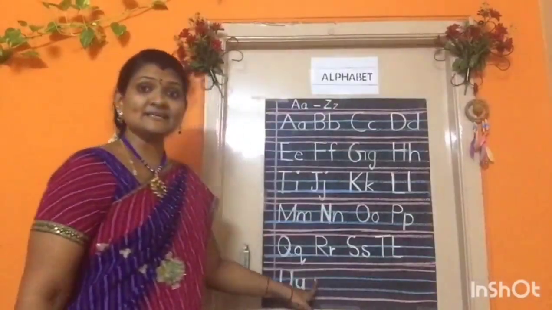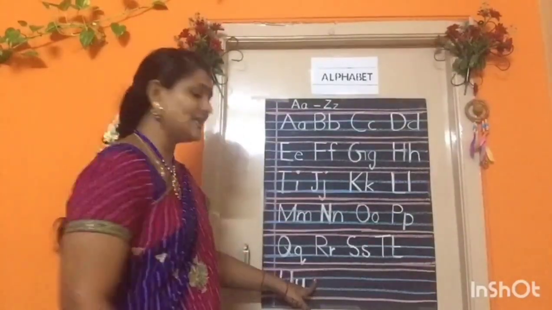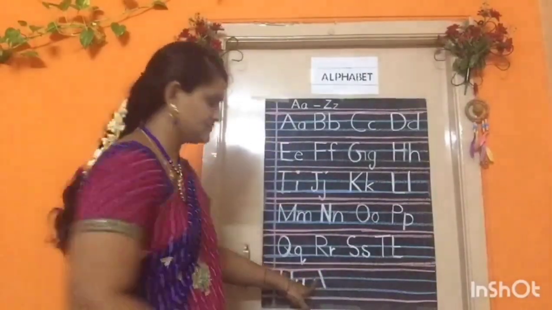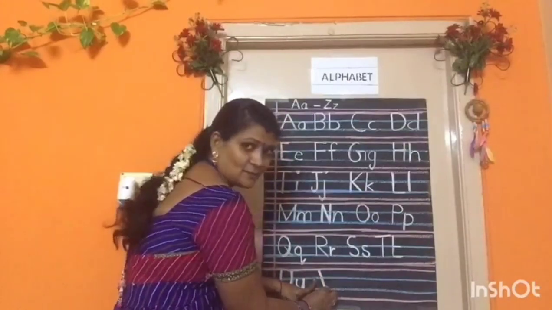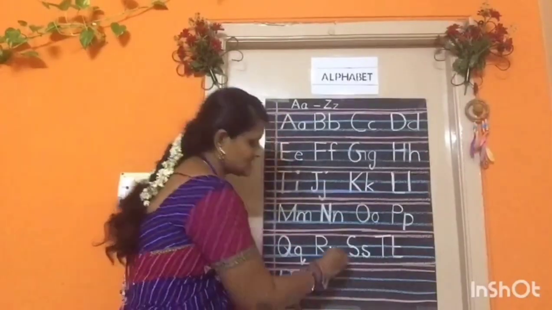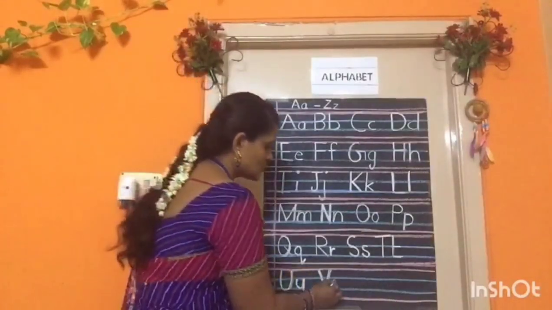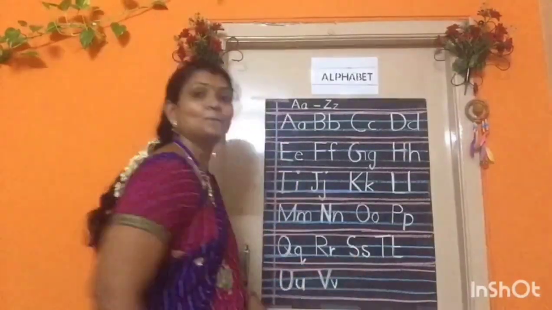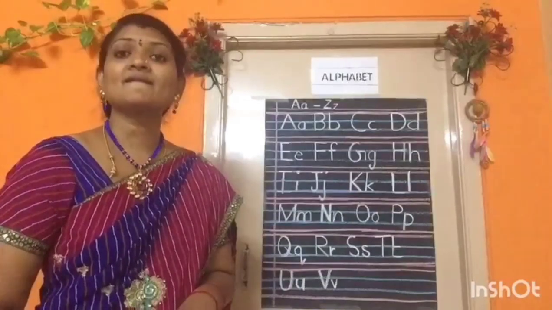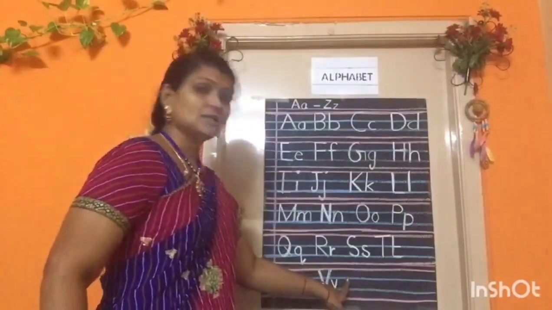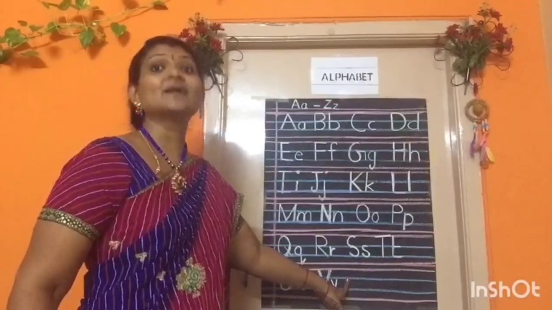What comes next? Capital V. Down slant. Don't lift your pencil. Go up again and touch the pink line. Capital V. Now small v within the blue lines. V says V. Now what comes? U, V.